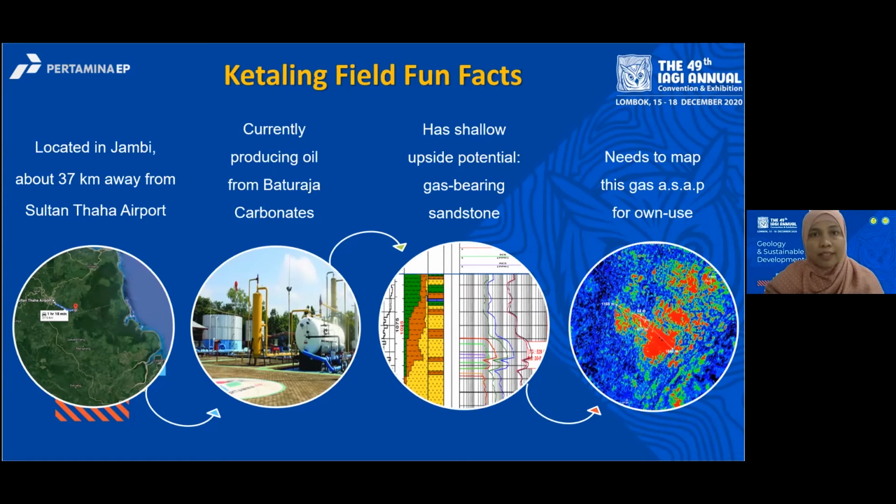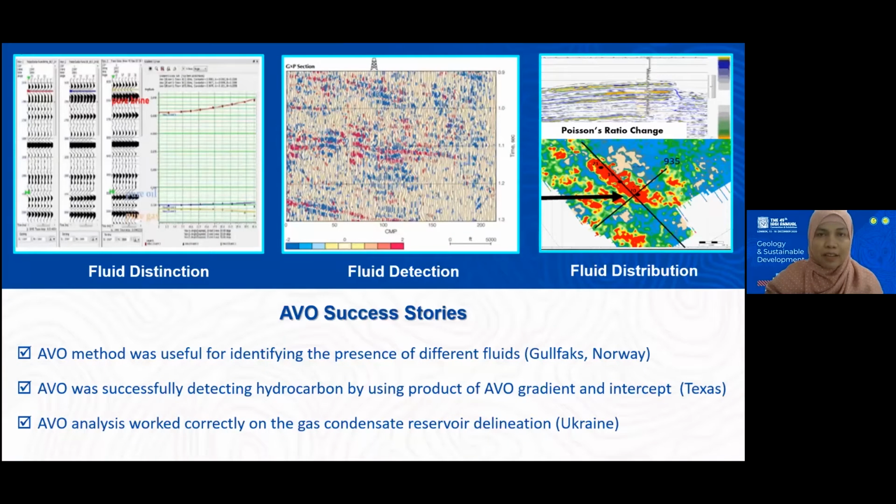When talking about gas reservoir and then sandstone reservoir, what first came to mind was AVO method. Why AVO? Because AVO has some success stories being applied worldwide. These are the first few examples of the AVO success stories. The first one was from Norway, where AVO method as fluid distinction was useful for identifying the presence of different fluids. And then the second one in Texas, AVO as fluid detection was successfully detecting hydrocarbon using product and a gradient of AVO and intercept.